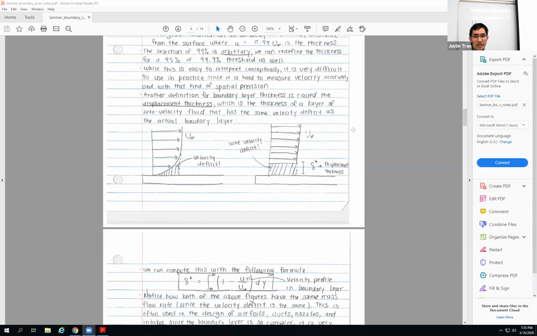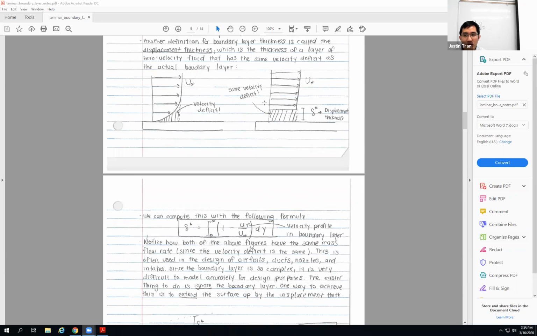practice. It's a good segue into this next point: if you look at both of these figures, if I draw them more to scale, even though the one on the left is real and the one on the right is kind of imaginary, they have the same actual mass flow rate, right? Since they have the same velocity deficit, if you compute the mass flow rate for both of these, they'll be exactly the same.